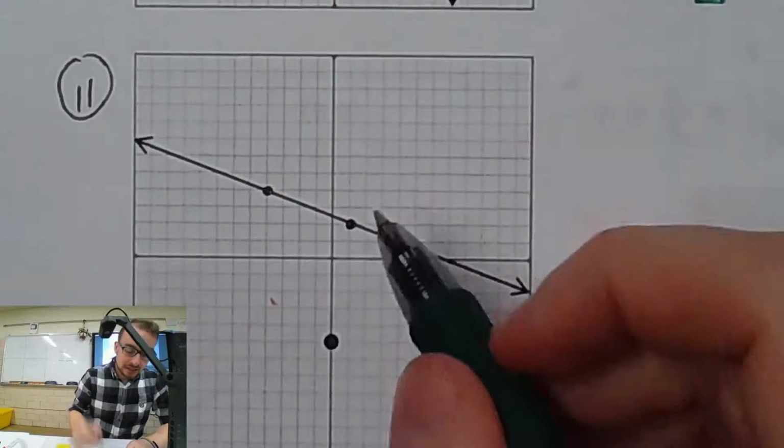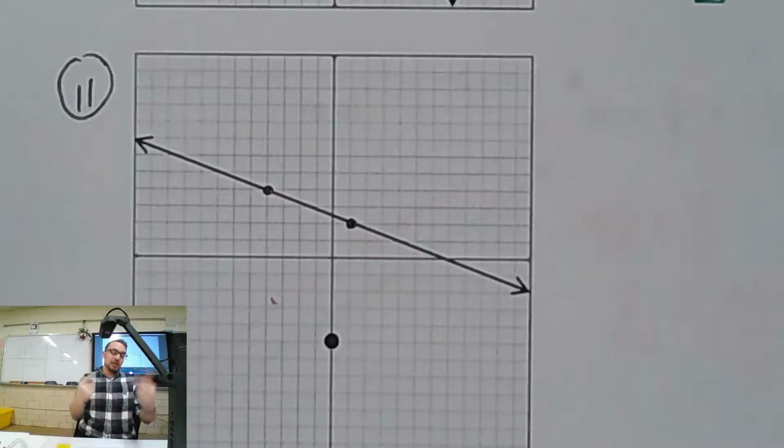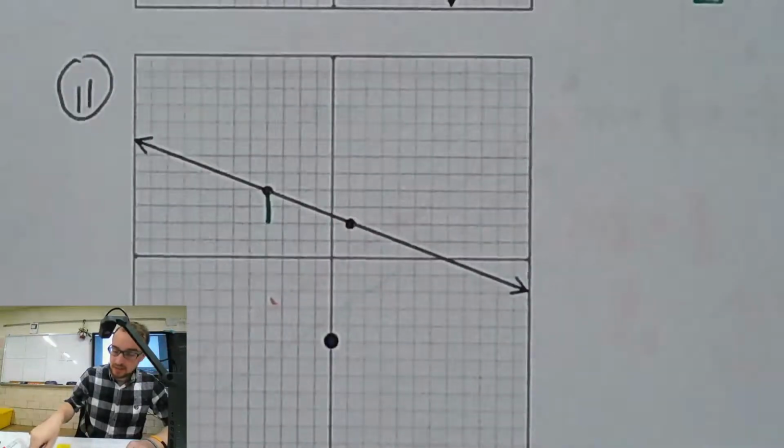All right. So here's the deal. We need to find the slope of this line. So I picked 2 nice points. I'm gonna figure out how far they are apart vertically and horizontally.